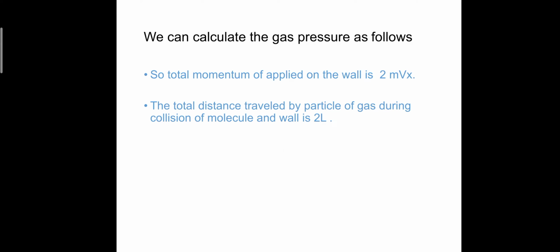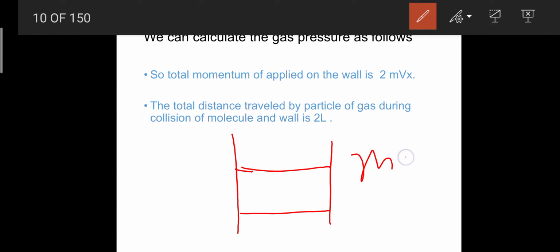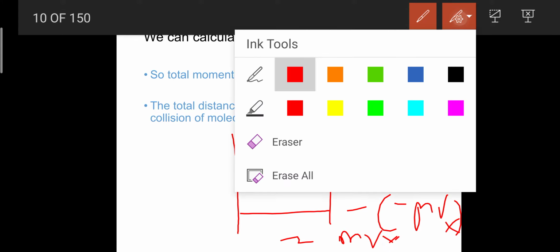सो इसकी वजह से यहाँ पे हमने लिखा है, सो टोटल मोमेंटम ऑफ अप्लाइड ऑन द वॉल इज 2mvx, टोटल मोमेंटम. सो नाउ इफ दिस इज वॉल, तो इसकी जो लेंथ होगी वही उसका डिस्टेंस होगा, राइट? और ये mvx माइनस इंटू माइनस mvx, तो ये बन जाएगा आपका 2mvx. Like this we are going to see in detail this.